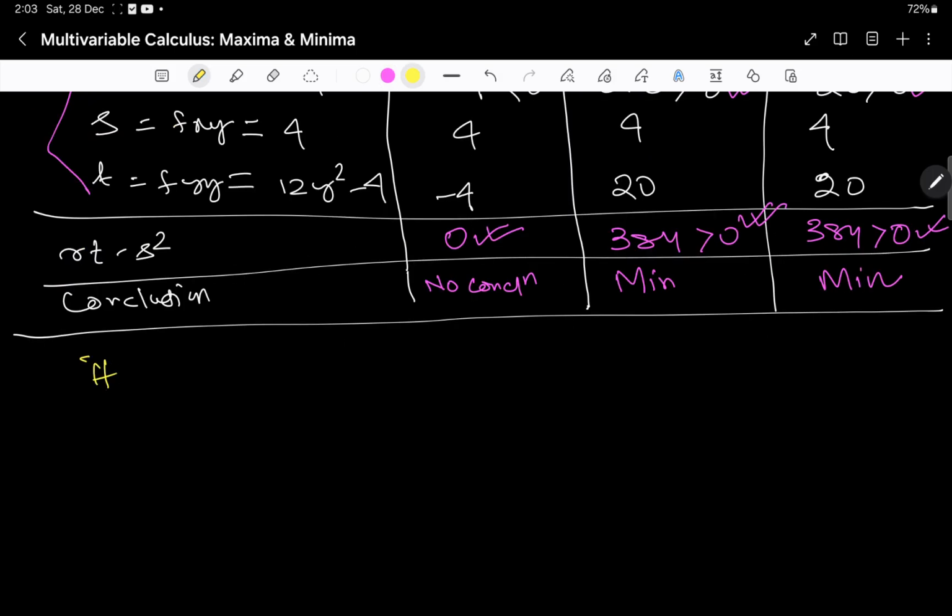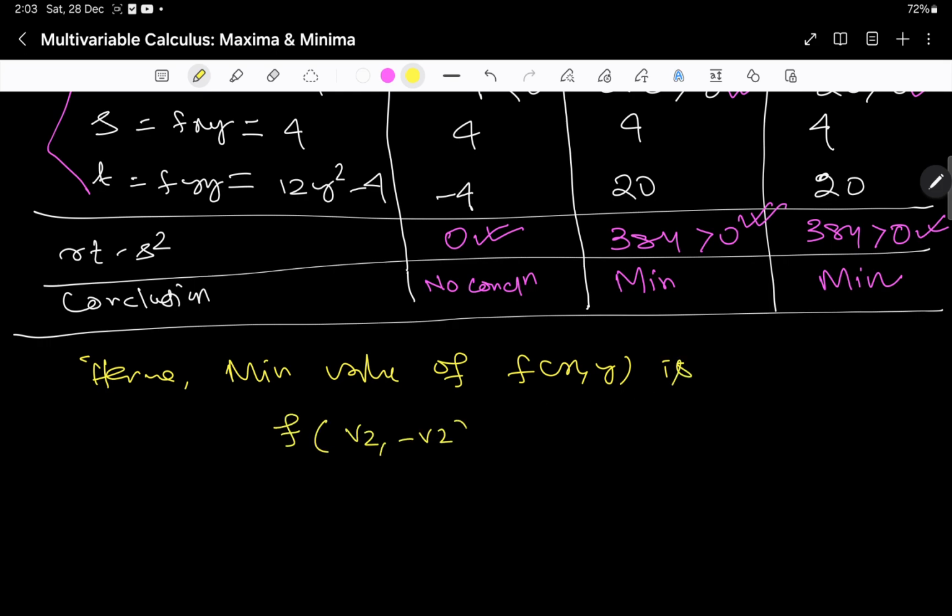Thus the minimum value of fxy is f of root 2 minus root 2, which is the same thing as f of minus root 2 plus root 2. If you substitute it, it will be minus 8. So this is the answer here.